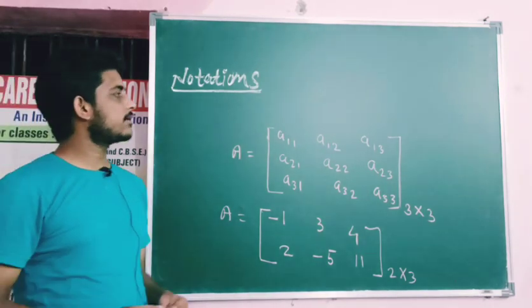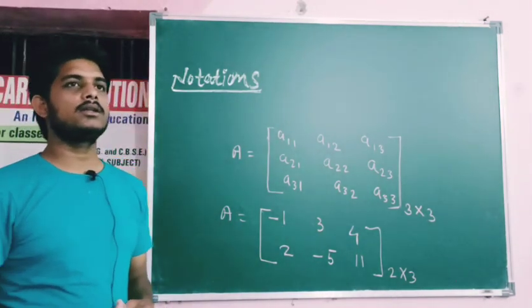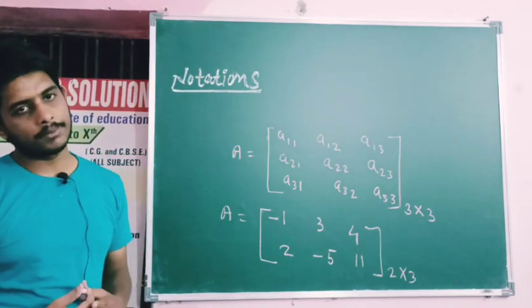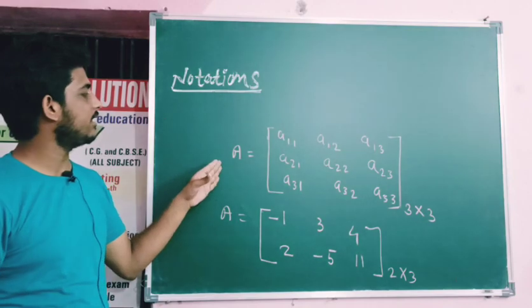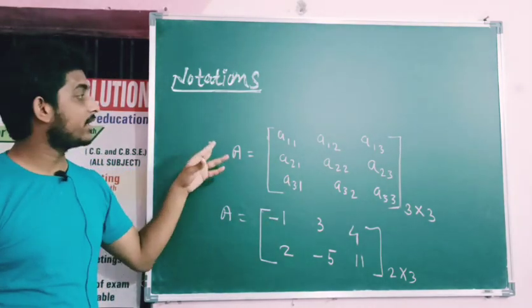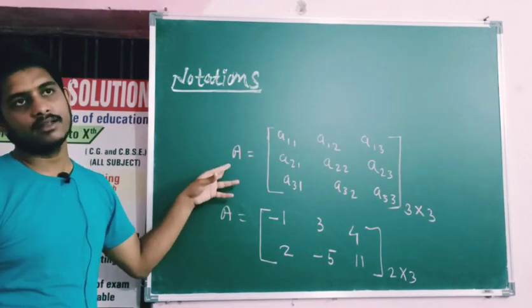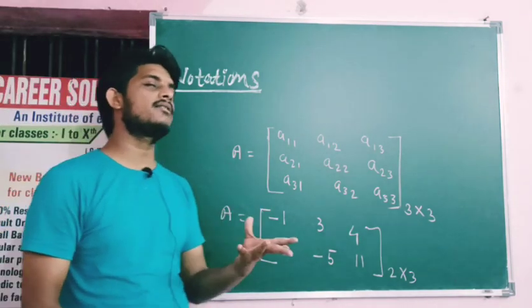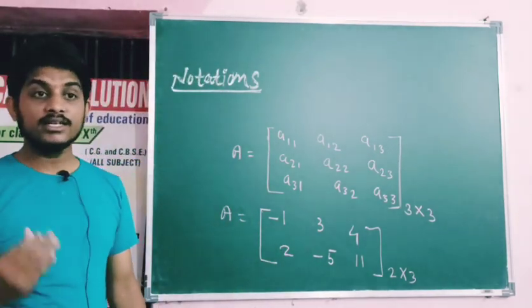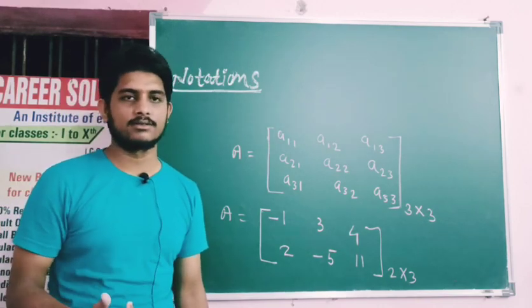Now we discuss the notations of the matrix. What notations do we use in a matrix? Usually, matrices are denoted by capital letters. Like here I have written A is equal to some matrix, so A is matrix A, and I am writing A as a capital. So usually a matrix is denoted by a capital letter, and each element of the matrix is denoted by a small letter with 2 suffixes.